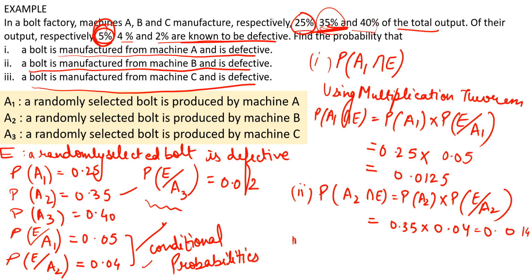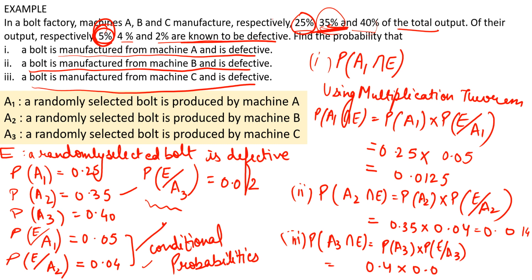So now our third probability is the probability of event A3 intersection E, which is equal to the probability of event A3 multiplied by the probability of event E given A3 has already occurred, right? So this is simply equal to 0.4 into 0.02, which is equal to 0.008, right? So here we have simply listed the probability that a bolt is manufactured from machine A and is defective. A bolt is manufactured from machine B and is defective. A bolt is manufactured from machine C and is defective.